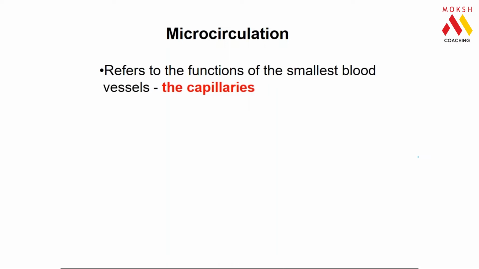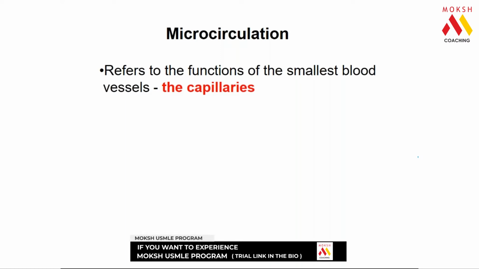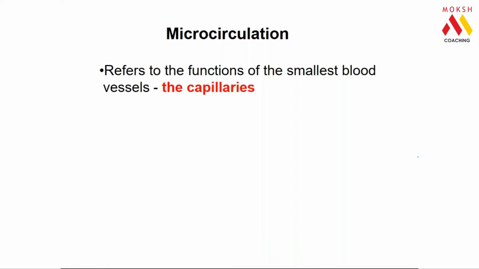So microcirculation. When you say microcirculation, what do we refer to? We refer to the circulation that's taking place at the smallest blood vessel, which is the capillary. So microcirculation is basically about what happens at the capillary. How is the circulation process? What happens there? And what is the effect of each of the factors? This is what we need to read and understand.